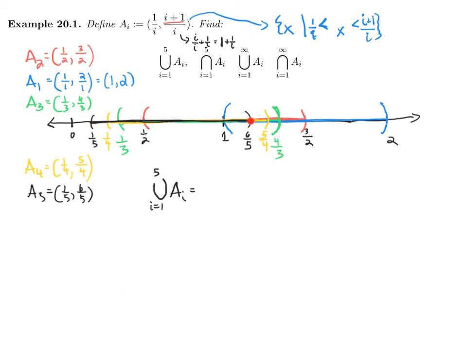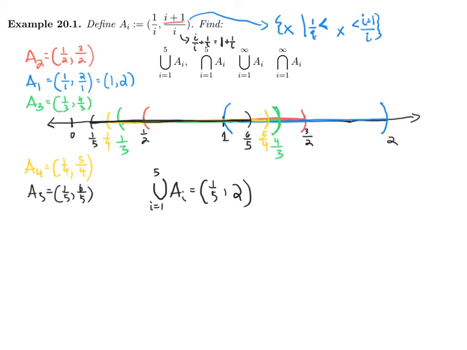All the points from 1/5 to 6/5 are in A5, from 1/4 to 5/4 is A4, 1/3 to 4/3 is A3, 1/2 to 3/2 is A2, and 1 to 2 is A1. So all of these points here are in at least one set. So this entire interval is going to be everything from 1/5 all the way to 2. And again, not including these endpoints.